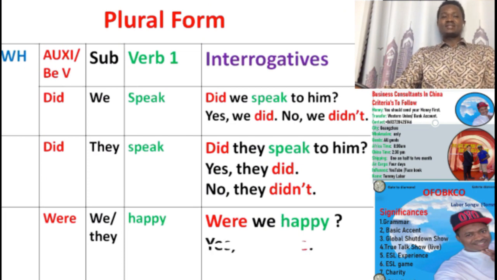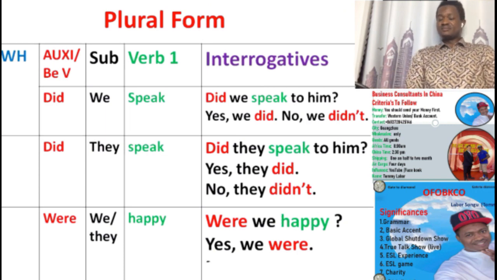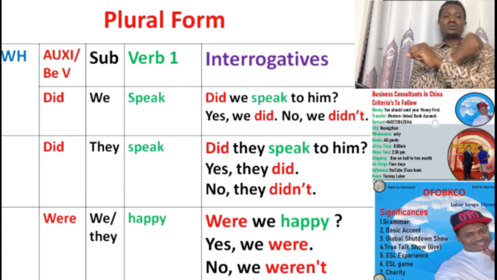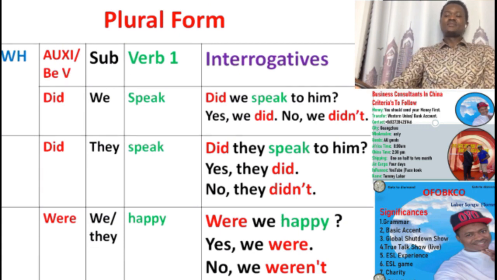Yes, we were. That is the answer. So the negative form is going to be, no, we weren't. It's the same going with what? Were they happy? Yes, they were. No, they weren't. So this is simple. We have to understand the plural form for past simple.